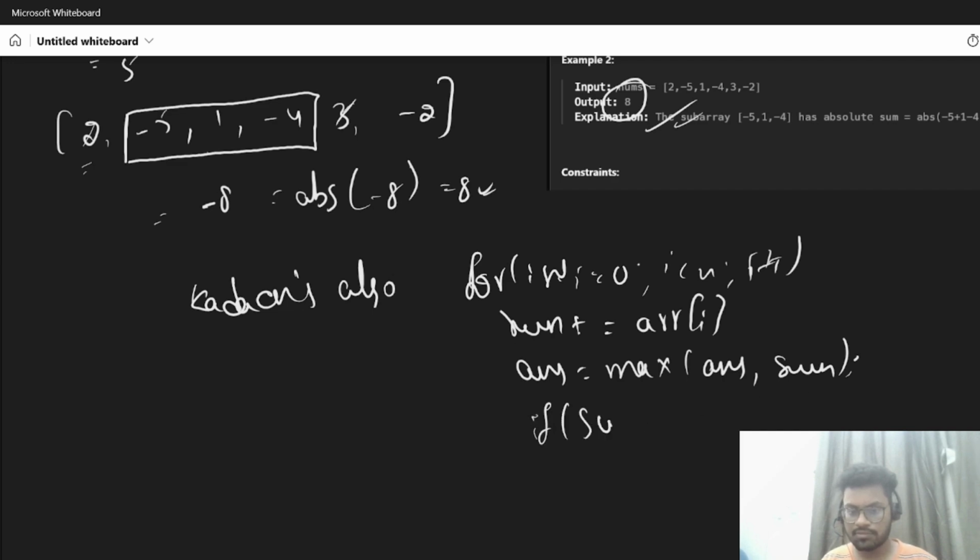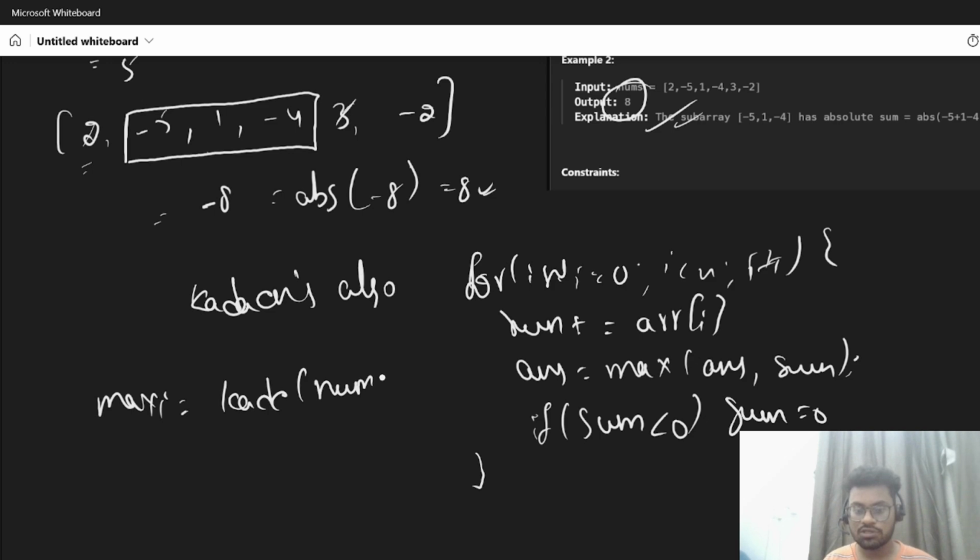If sum is less than 0, we can start again from any positive integer that leads to a maximum sum, or else it will be the highest negative sum. So sum is equal to 0. This is a piece of code for Kadane's algorithm. What you can do is generate the maxi, which is Kadane of nums. This gives a positive subarray sum.